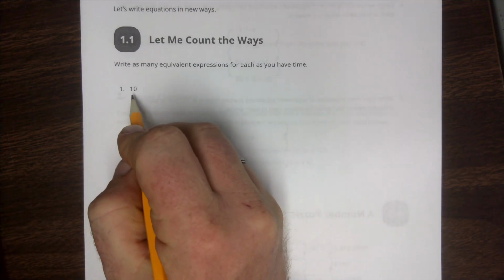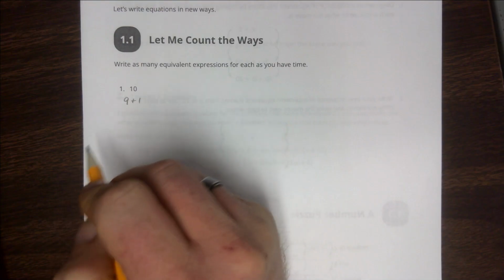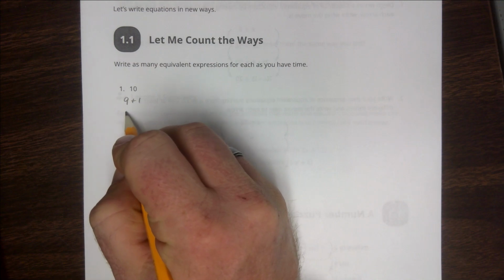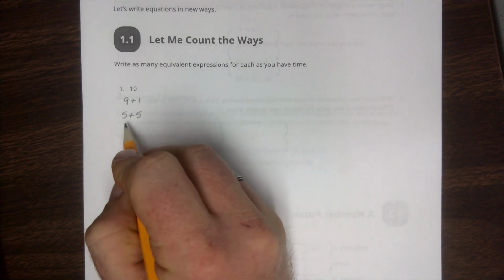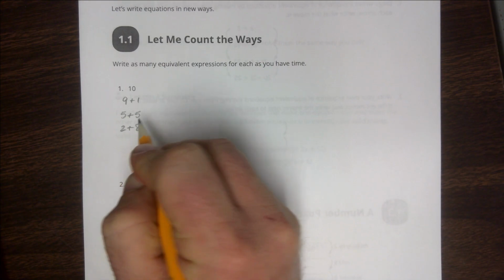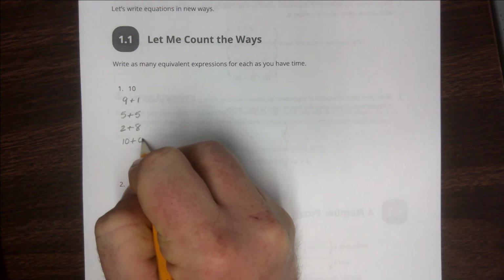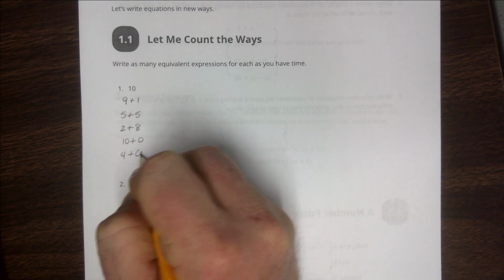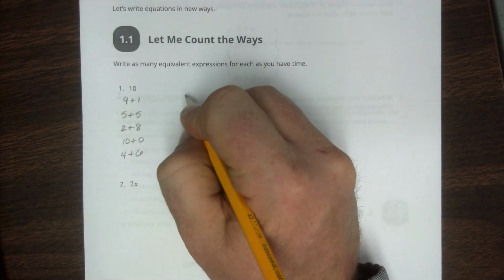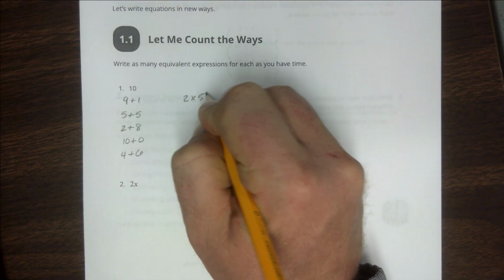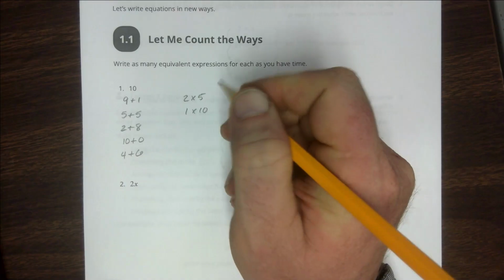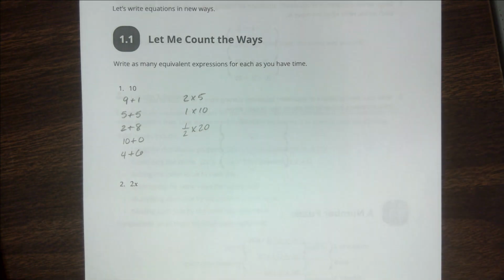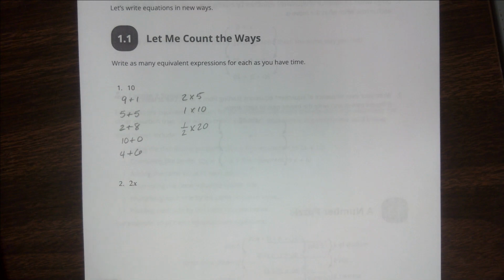So maybe I would do 9 plus 1. Or maybe an expression could be 5 plus 5. So these are kind of addition ways to do it. 2 plus 8. 10 plus 0. What if you had 4? Yeah, that's good. 4 plus 6. Alright, so those are all addition ways. How about multiplication? I could go 2 times 5. I could go 1 times 10. I could go half of 20. Those are good ways to get to 10 using multiplication.